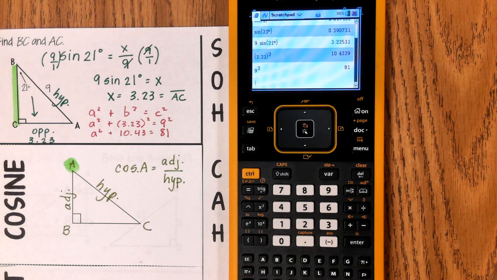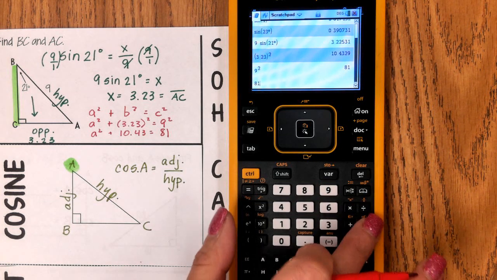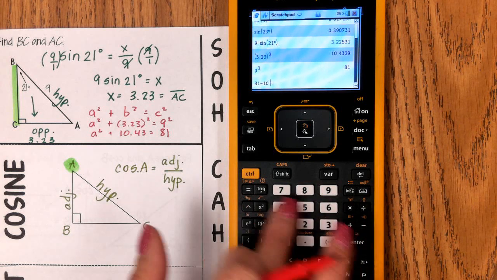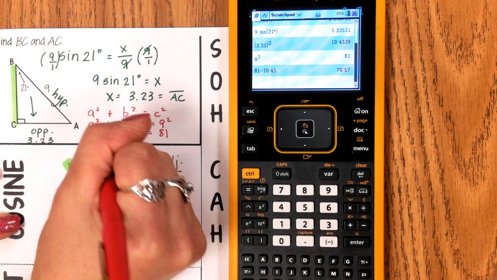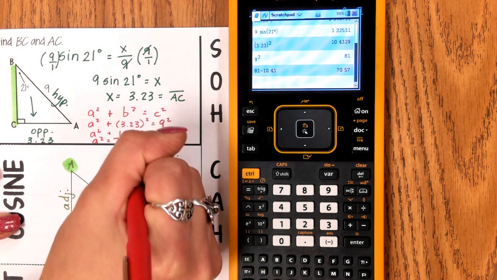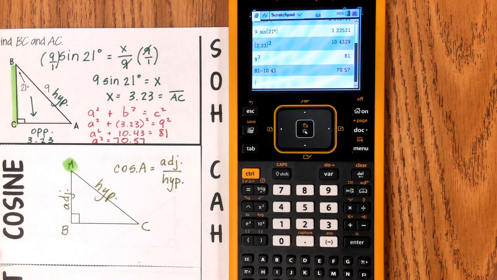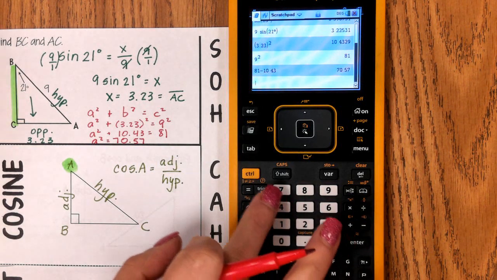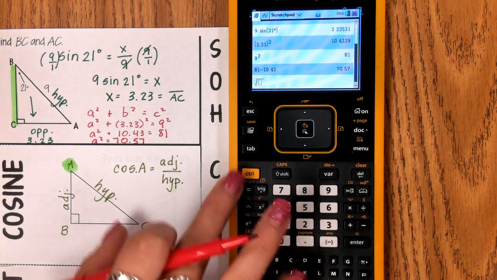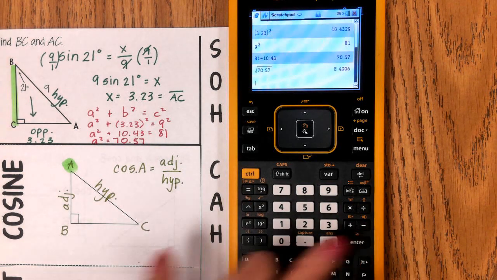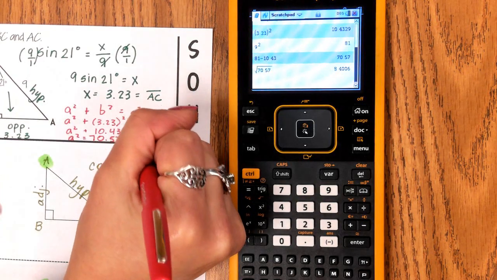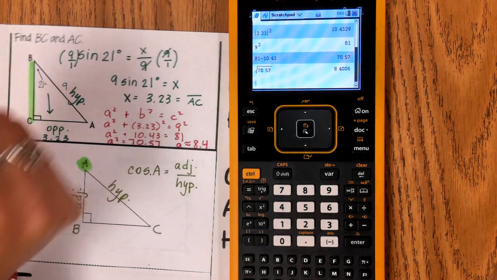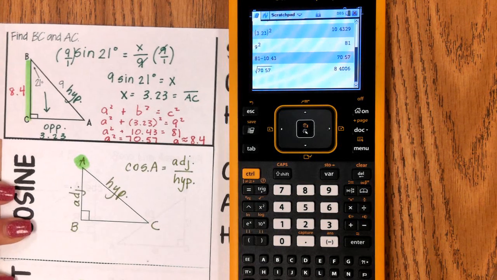Alright, so my next step would be to subtract, which we've already done before, so hopefully this looks familiar to y'all. And I get what a squared is equal to. Your last step would be to find the square root of that answer. So I would do control, and then answer. And my answer is 8.4. So A is approximately 8.4, and that gives me my last answer there.